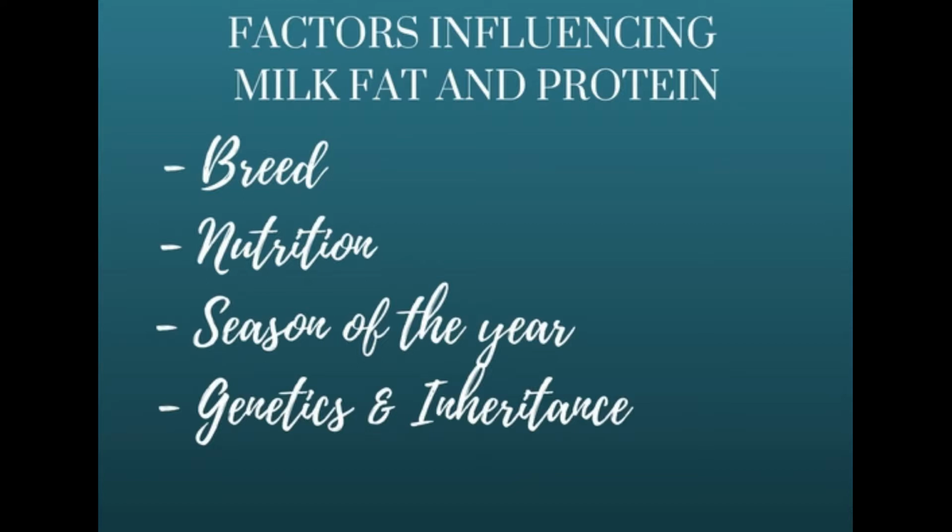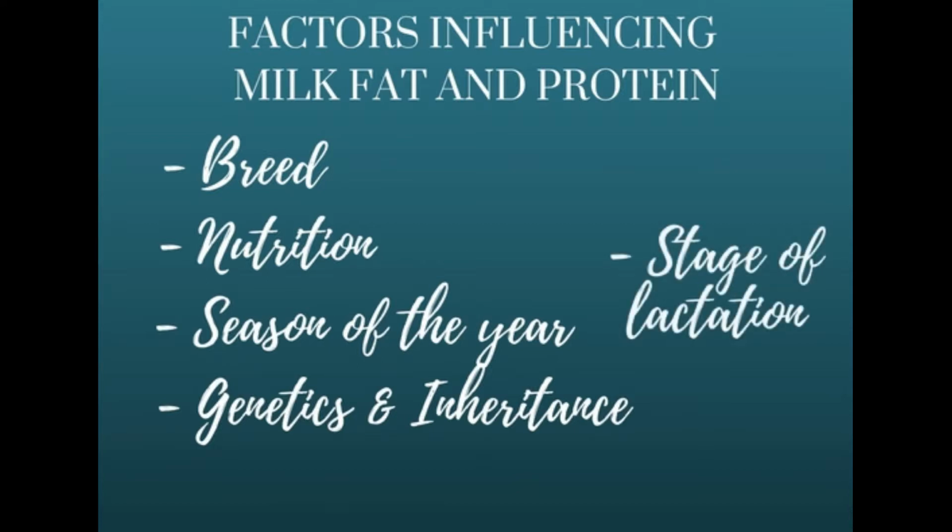Now, some other factors include stage of lactation and the age of the cow. Generally, milk fat and protein are highest just after calving. Then they drop to their lowest levels between 25 and 50 days after calving, and then they peak again around 250 days in milk production. But at that point, of course, milk production is beginning to decline.